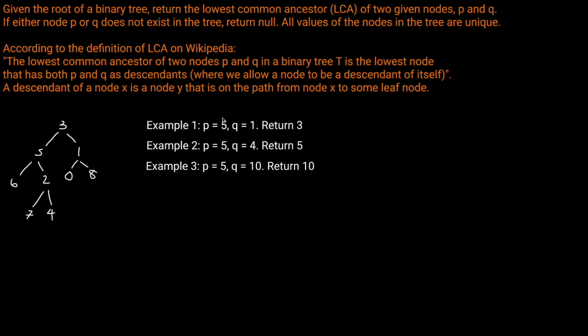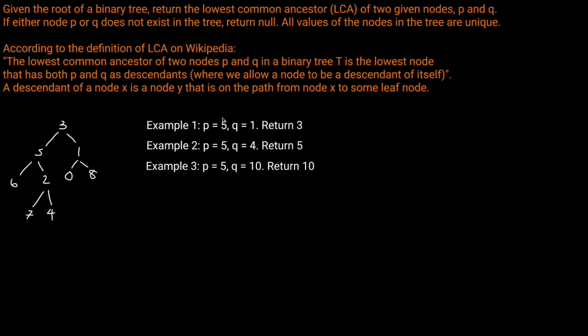Today we're going to be solving Leetcode problem 1644, Lowest Common Ancestor of a Binary Tree 2. Let's read the question prompt. Given the root of a binary tree, return the lowest common ancestor, LCA, of two nodes P and Q. If either node P or Q does not exist in the tree, return null. All values of the nodes in the tree are unique.